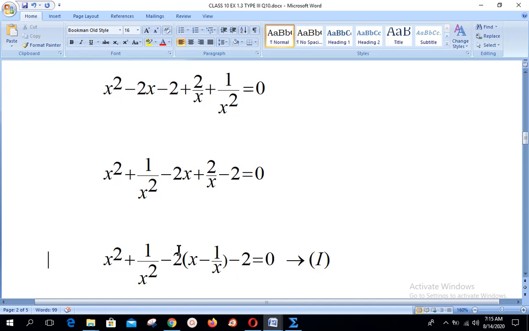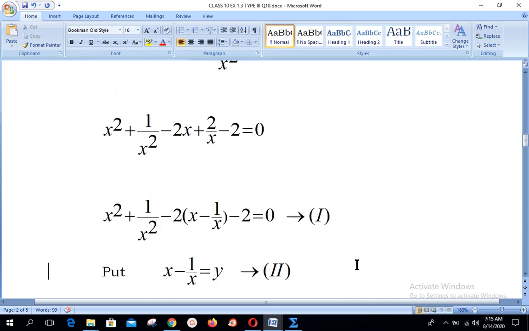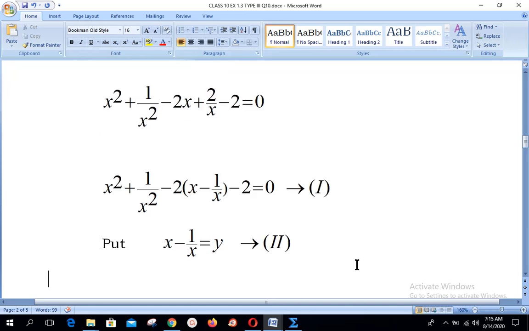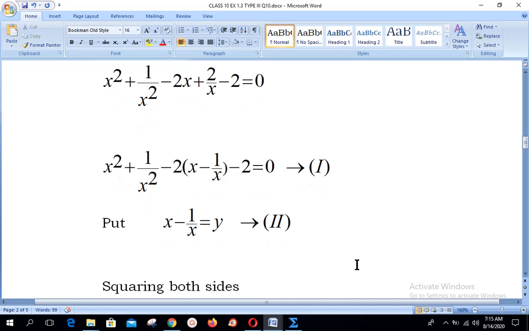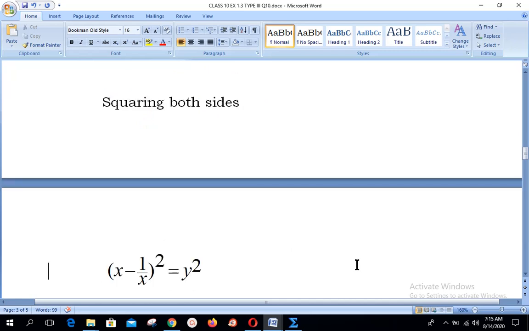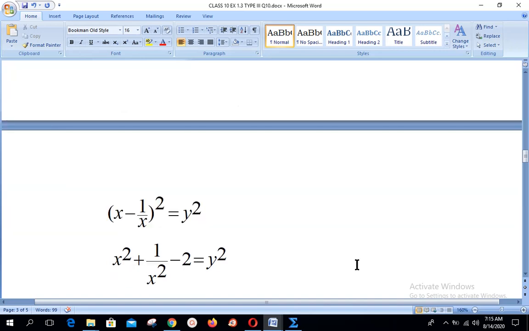Next, what we will do, we will put x minus 1 over x is equal to y, and take the square on both sides to complete our solution. You can see we put x minus 1 over x is equal to y and name this equation number 2. Now squaring both sides, we have left hand side whole square is equal to right hand side whole square. Left is of the form a minus b whole square, which can be written as a square plus b square minus 2ab, and the right hand side whole square remains y square.